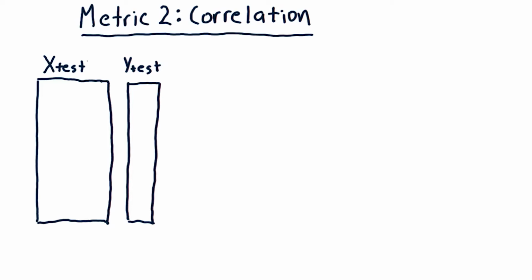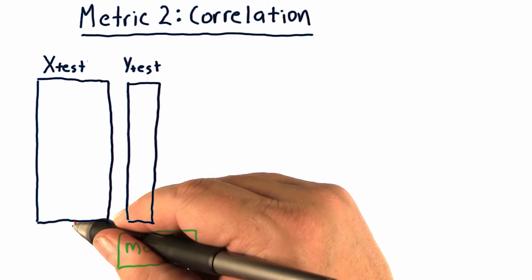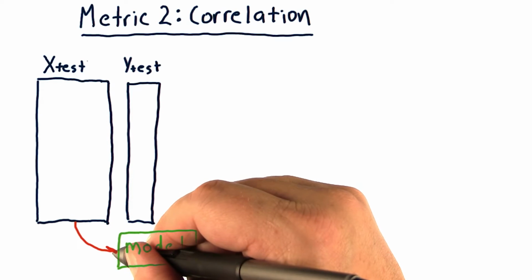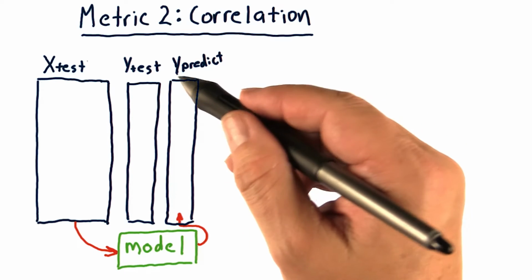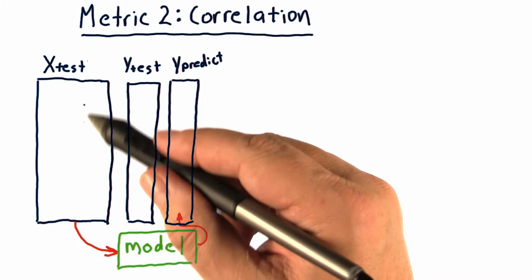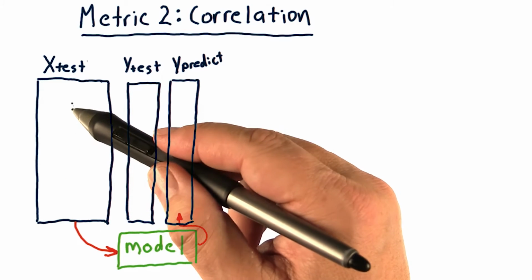Another way to visualize and evaluate the accuracy of a regression algorithm is to look at the relationship between predicted and actual values of our dependent variable y. Here's what I mean. Query our model, the one that we trained on training data, with xtest, our testing data set. The output of that query is a new vector of y values, yPredict.